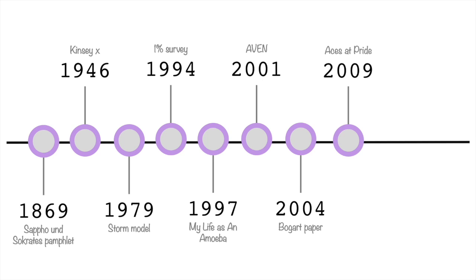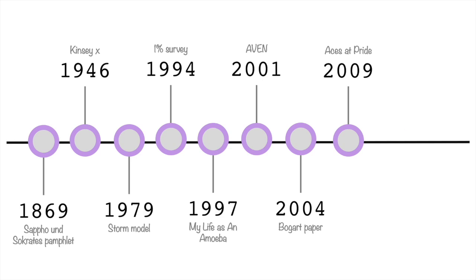In 2009, asexuals marched in San Francisco Pride. This was the first time that asexual people marched in a pride parade, but it would not be the last. In 2010, the asexual flag as we know it was officially adopted by the asexual community.